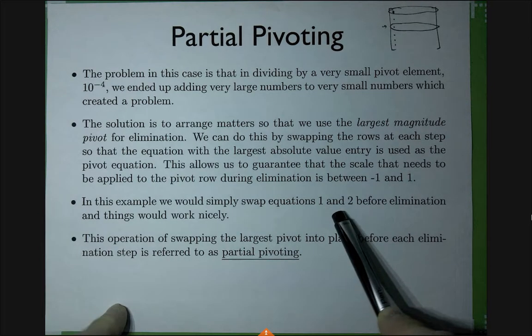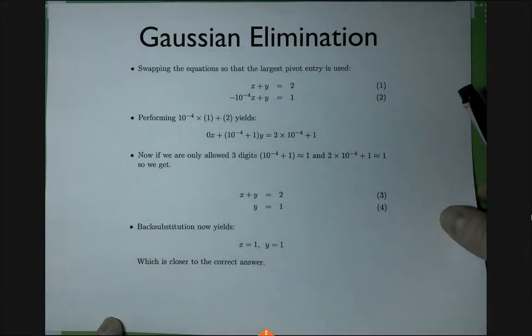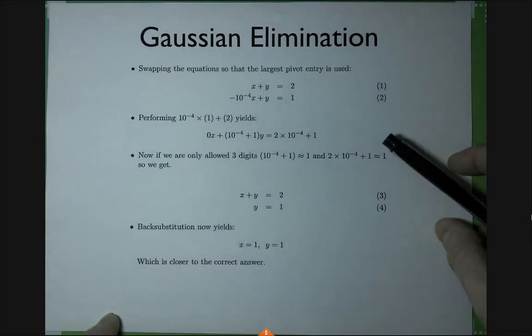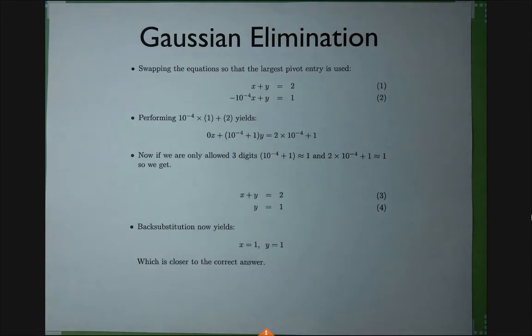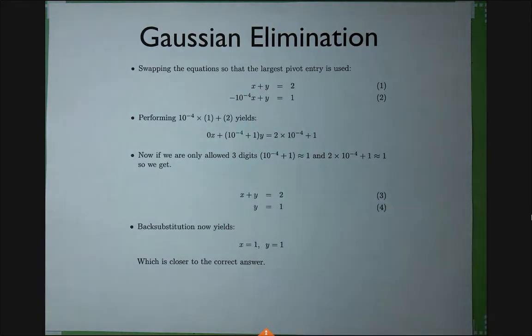So yeah, just like you said, all we need to do is swap the two equations. And this is called partial pivoting. So let's take a look at it. Partial pivoting. So I'm trying exactly what you suggested. So this was the system I had here before.